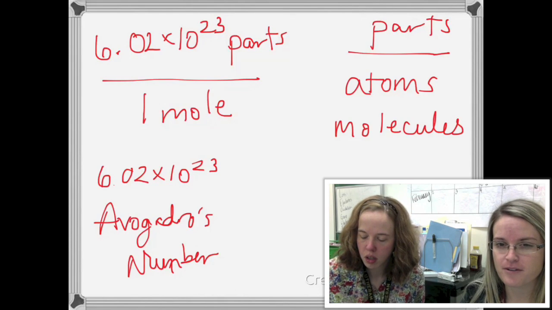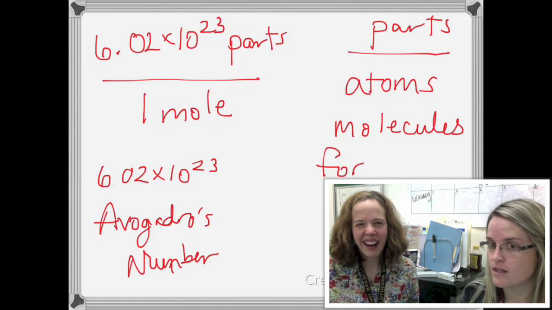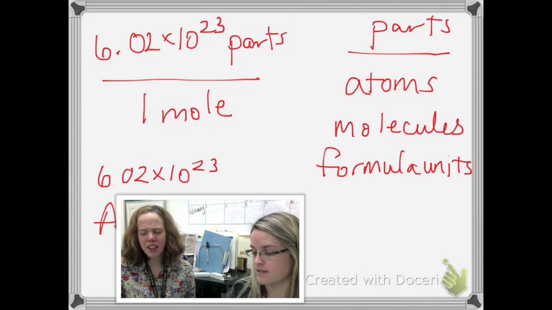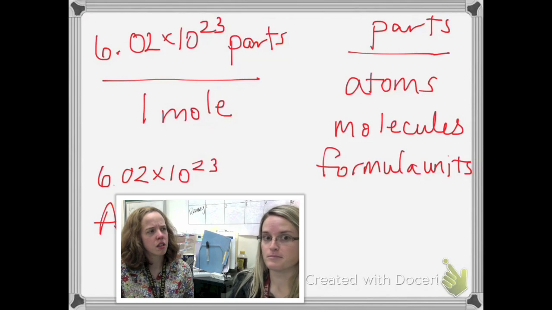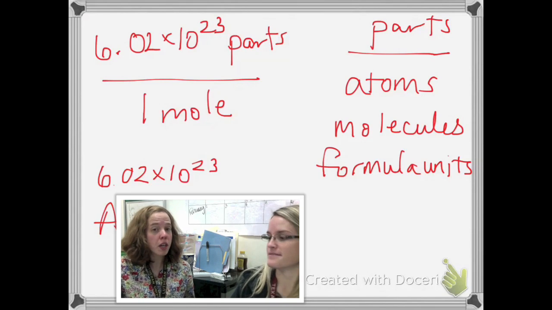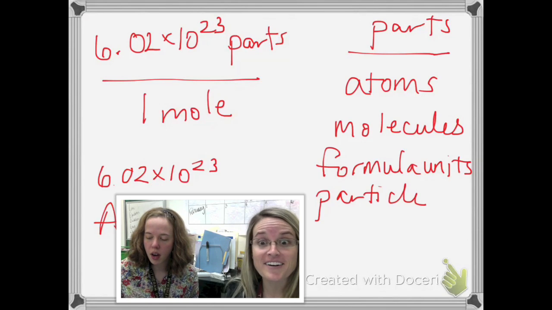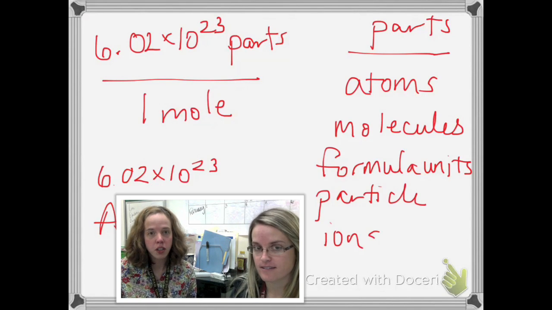How about formula units? Formula units, remember what we call what's kind of an atom of an ionic compound. And so if I take a formula unit and split it up, what do I have to split it up into? Particles? We can do particles, and those will show up sometimes. Ions. We may get asked about ions, but that's still just a part.